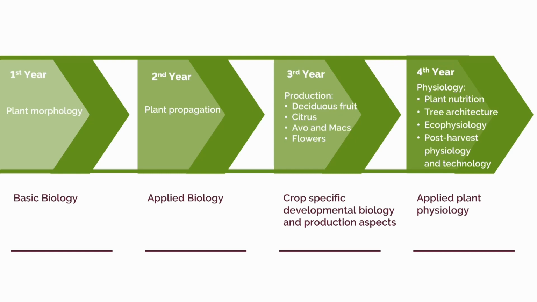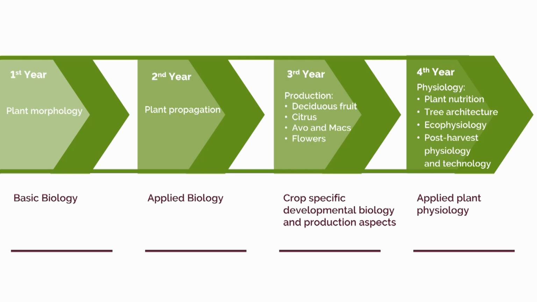Then in the third year, we look at the crop-specific development biology and production aspects, and we use deciduous fruits, citrus, avo and macs, nuts and flowers for this third year. In your fourth year, one takes all this together in plant physiology, and there are different aspects of that: plant nutrition, tree architecture. Remember, the plant needs to take up sunlight, and it needs to flower at a certain time, and we need to maximize our energy to get the energy to the fruit that we produce.